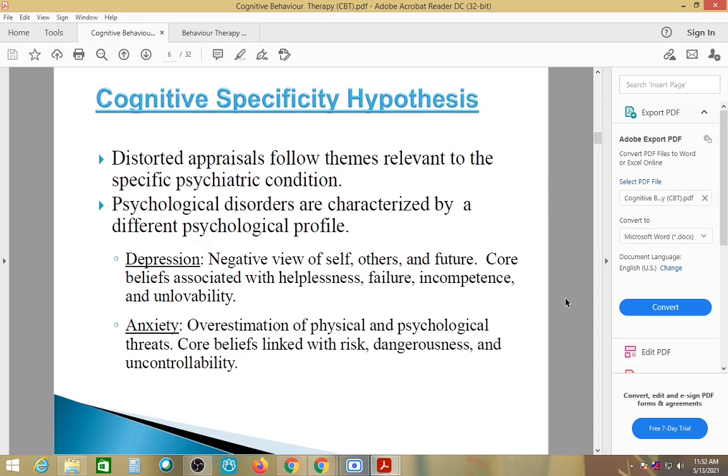So that's why these hypotheses are specific, and why we need to change the cognition to bring about a change in the behavior. Why do we need to bring about a change in the behavior? Because if the person changes the cognition, definitely the patient will be able to behave in a better, adaptive way.